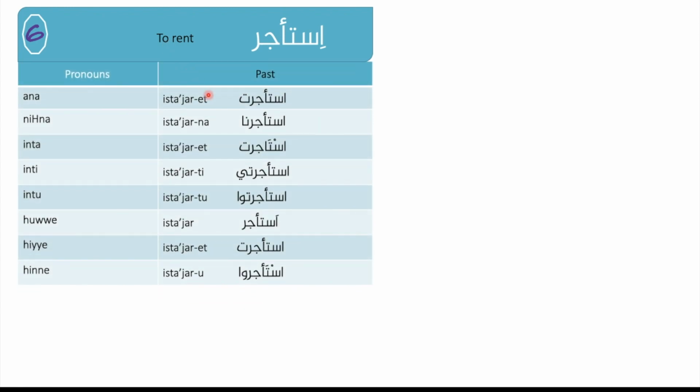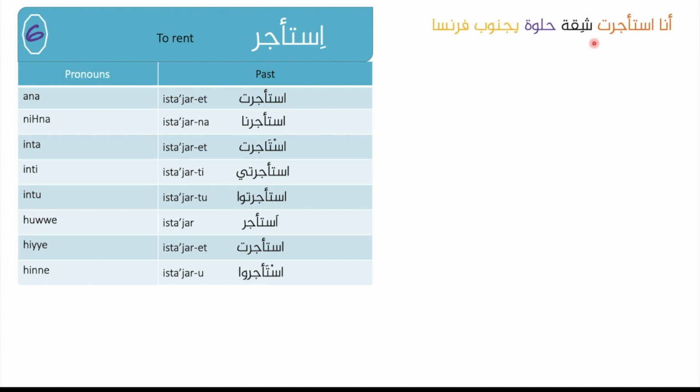Our third and final verb for today's episode, استأجر, which means to rent. Now we've got the conjugation. أنا استأجرت, نحنا استأجرنا, أنت استأجرت, أنتي استأجرتي, أنتو استأجرتوا, هو استأجر, هي استأجرت, she rented, هن استأجروا, they rented. And now if you have a look at our examples.